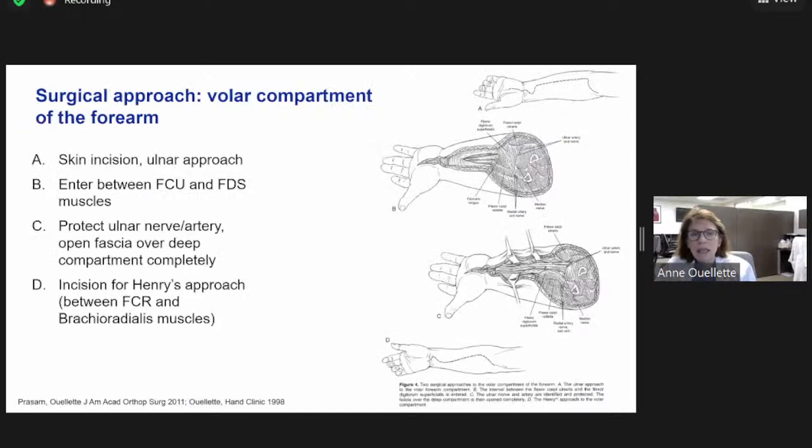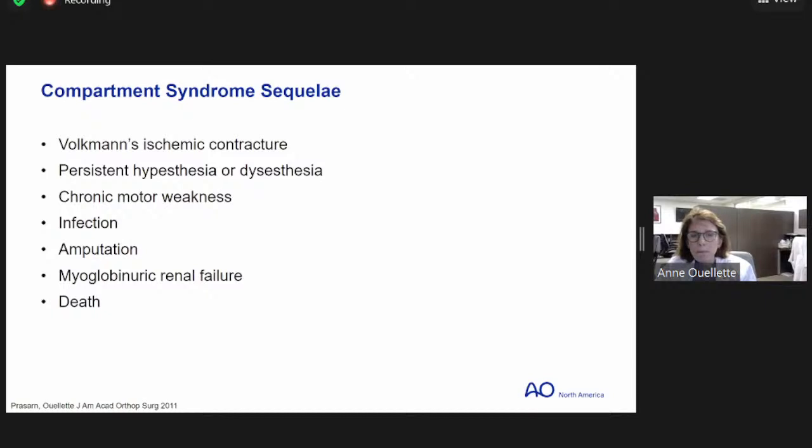You can do that. Volar approach is the best start for the forearm. And I usually will put these kind of to the side, not so much up the center of the arm, because you can still get over to the median nerve and radial artery, the ulnar nerve and artery, releasing all these compartments and get down to the interosseous membrane, because you want to make sure you've decompressed all these different muscle compartments.